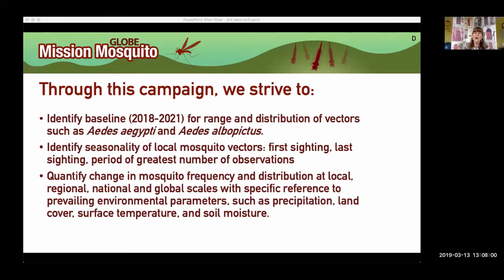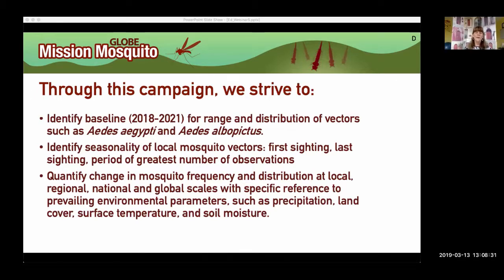And then the other focus, the third focus, is to quantify change in mosquito frequency and distribution at local, regional, national, and global scales, with specific reference to the prevailing environmental parameters. And here, those of you who are GLOBE teachers should be hearing, I hear the word protocol being used here when we talk about environmental parameters, such as precipitation, land cover, surface temperature, and soil moisture.